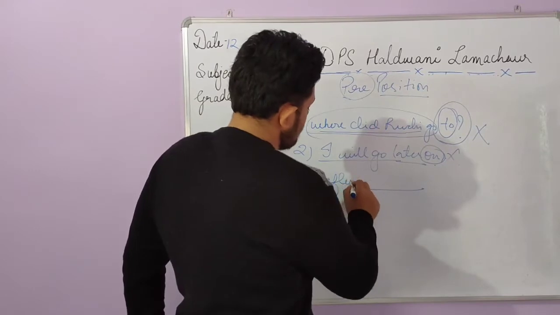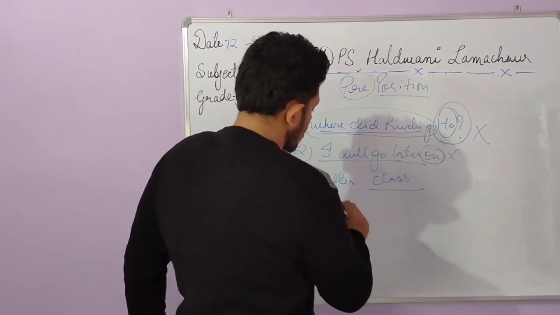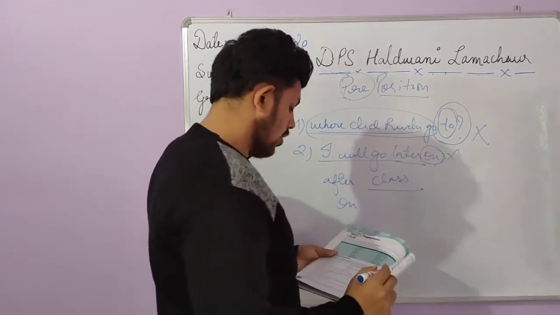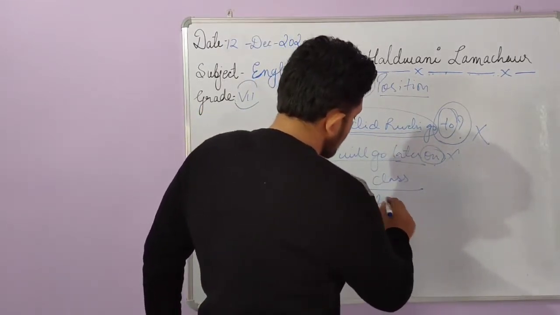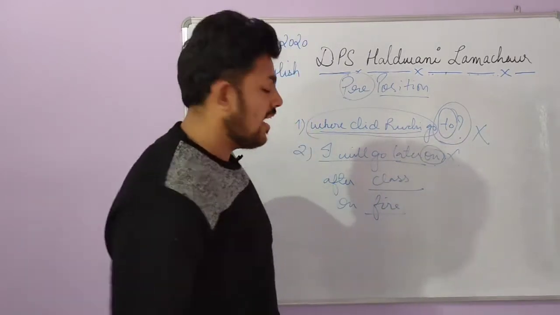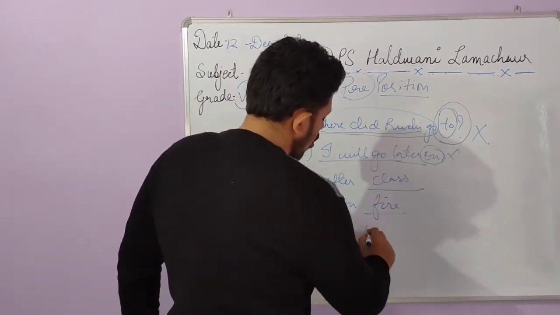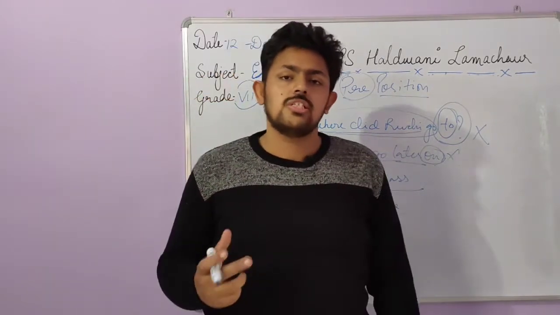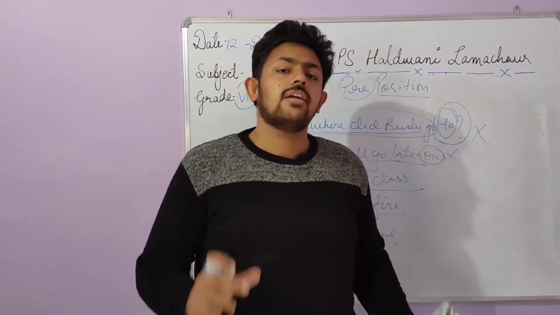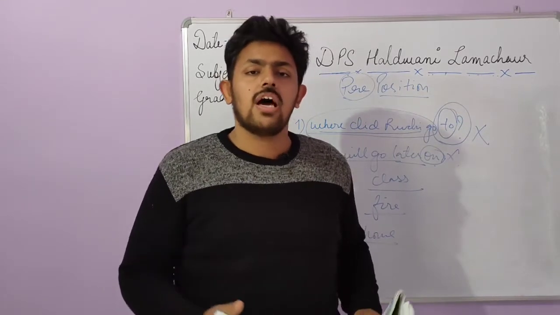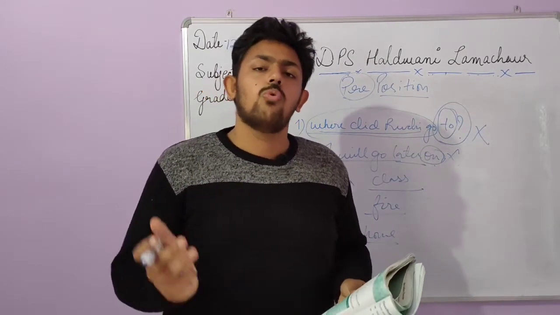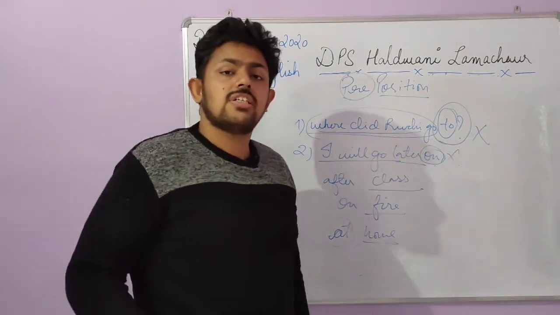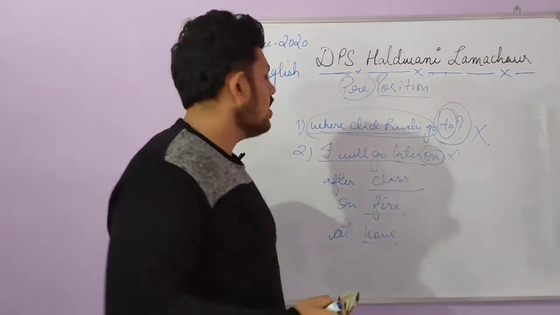After is a preposition, class is a noun. On fire. Fire is a noun, on is a preposition. At home, home is a noun, at is a preposition. So this is also a very interesting rule, that most of the time, a preposition comes before a noun. That is why it is called a preposition, because it is placed before a noun.